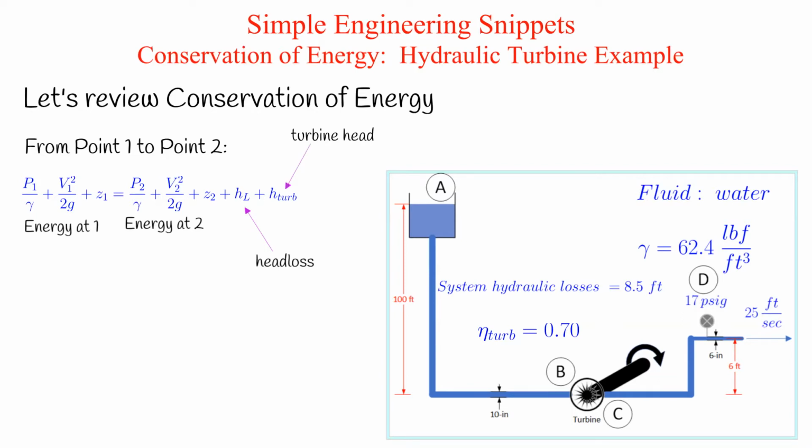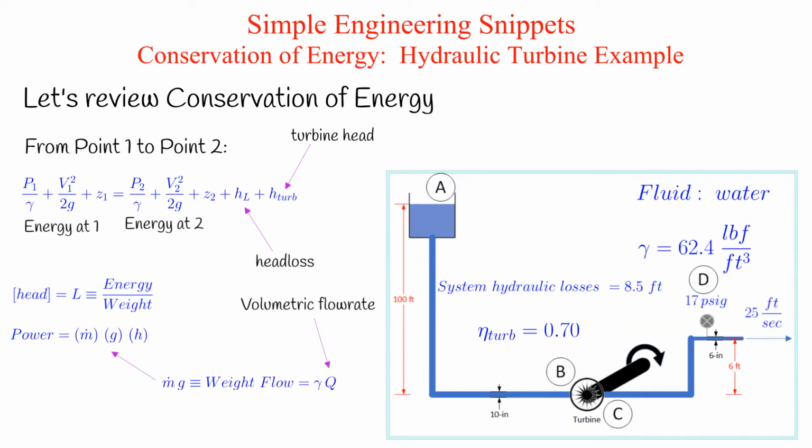If there were no energy losses or work output, then the energy at 2 would be equal to the energy at 1. We are working with head, which has dimensions of length. Head represents energy per weight. We want to determine the power output. Power can be calculated by multiplying the specific weight of the fluid with the volumetric flow rate and the turbine head.